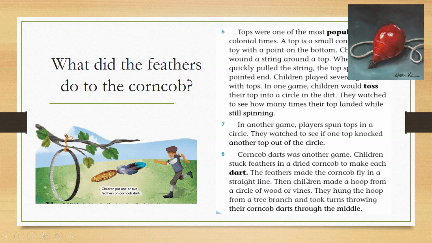The feathers made the corn cob fly in a straight line. Then children made a hoop from a circle of wood or vines. They hung the hoop from a tree branch and took turns throwing the corn cob darts through the middle. Okay? So with the feathers, what they did is that the corn cob would fly straight.